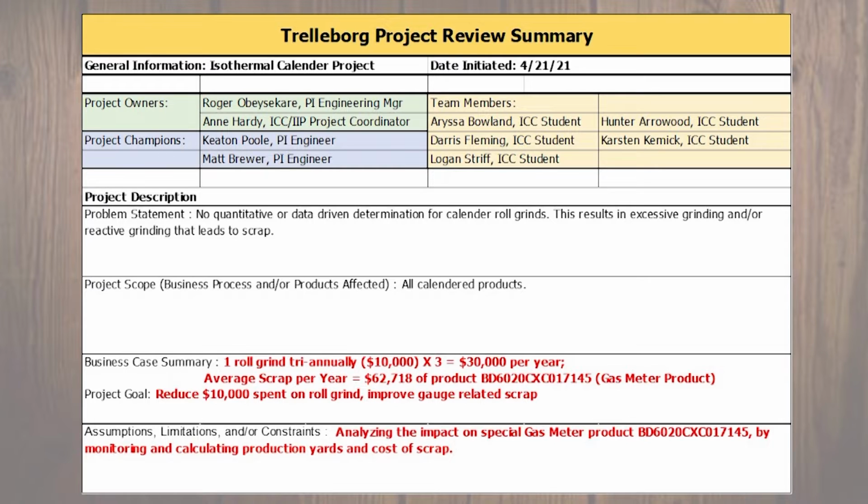Our problem statement is there is no quantitative or data-driven determination for calendar roll grinds. This results in excessive grinding and/or reactive grinding that leads to scrap. We roll grind 3 times per year, which costs about $30,000 per year. Average scrap a year is 62,718 yards of gas meter product. The goal is to reduce at least 1 grind a year. We are analyzing the impact on gas meter product by monitoring and calculating production yards and cost of scrap.